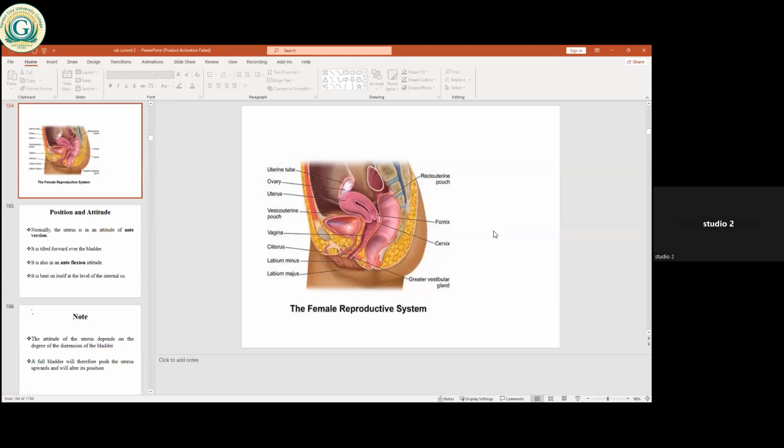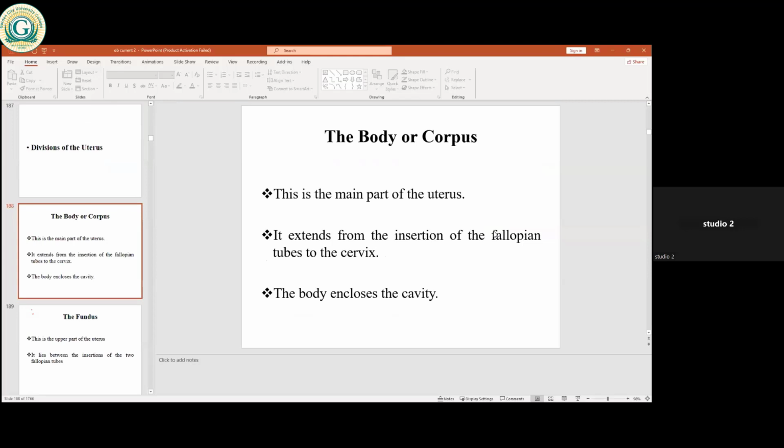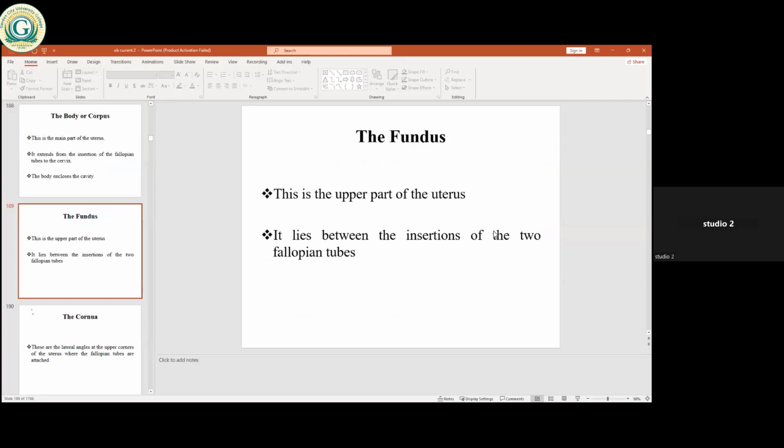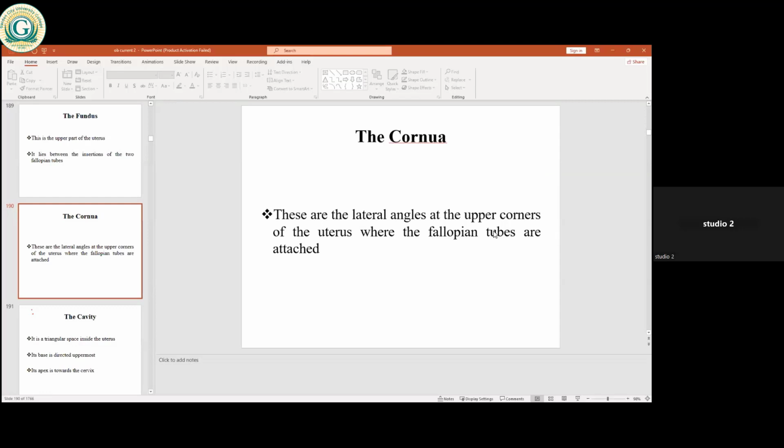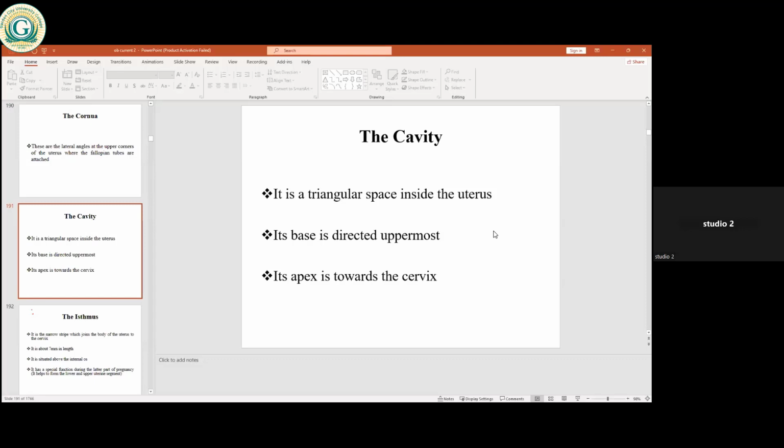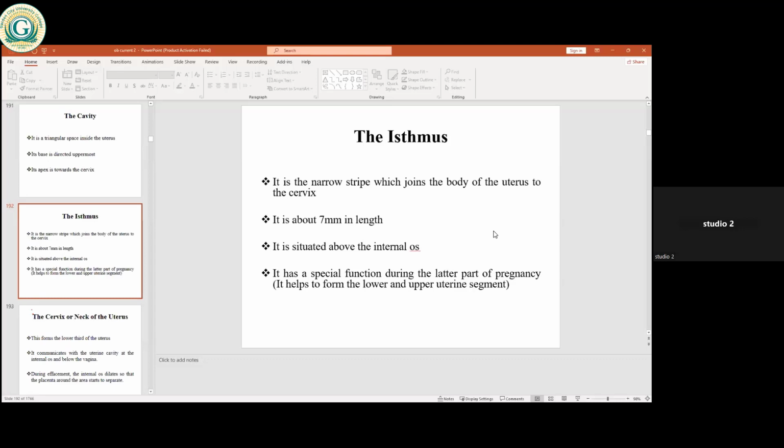And then we have the fundus. This is the upper part of the uterus, which lies between the insertion of the two fallopian tubes. And then we have the cornua. These are the lateral angles at the upper corners of the uterus where the fallopian tubes are attached. And then we have the cavity, the triangular-shaped space inside the uterus. Its base is directed uppermost, and the apex is towards the cervix. Now, then we have the isthmus. Before I go to the isthmus, let me go back to the diagram.